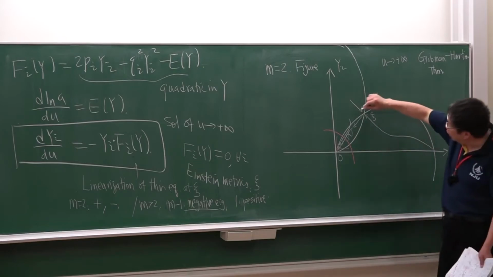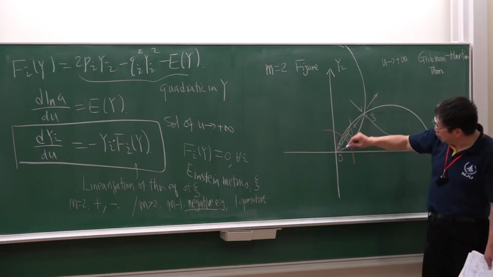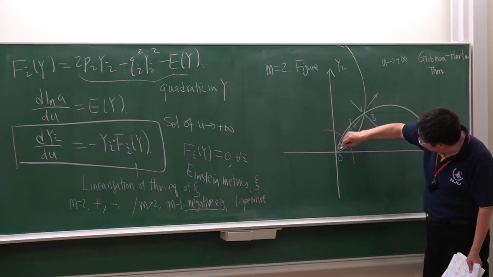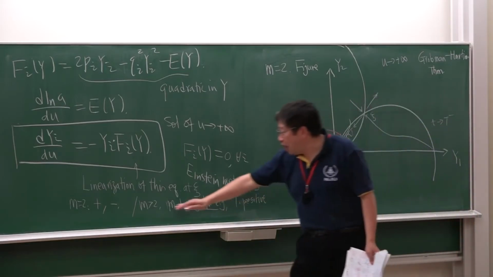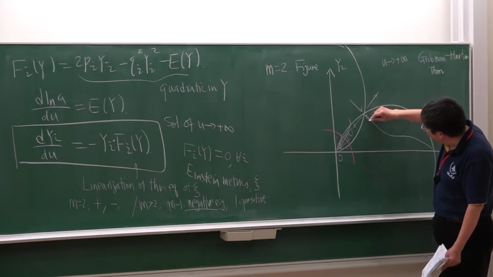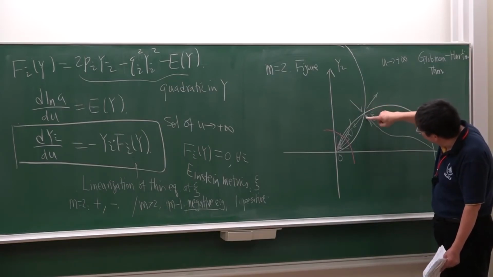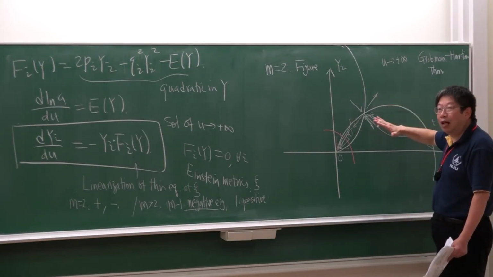So you can get an ancient solution from here, an ancient solution from here, and also all these ancient solutions of this type. The thing I want to say is you get a one parameter family of ancient solutions when m is bigger than or equal to 2, where the multiplicity is higher. So you have different solutions going to here.